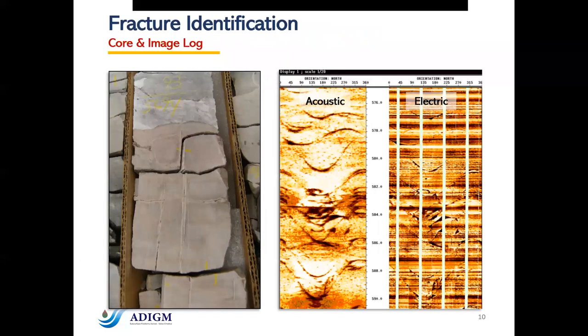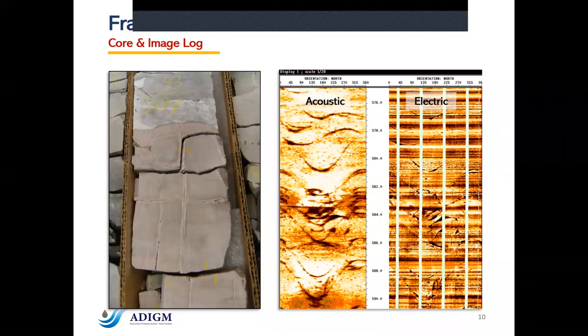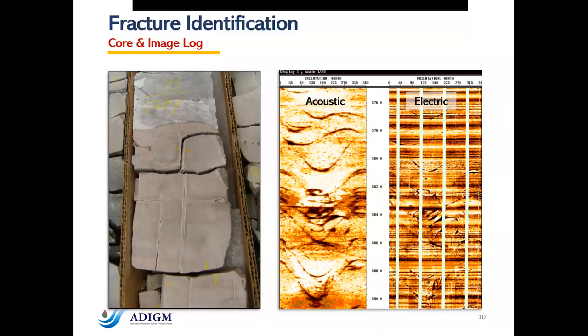Now we move on to how to identify the fractures. The easiest way is through core observations or image log. However, we need a little bit of knowledge on how to distinguish the natural fracture and the drilling induced fracture. The fracture identification from core is quite straightforward, but the fracture identification from the image log is quite tricky sometimes.